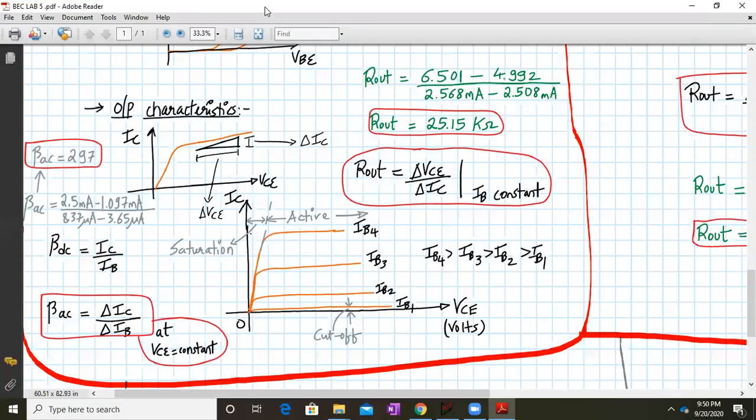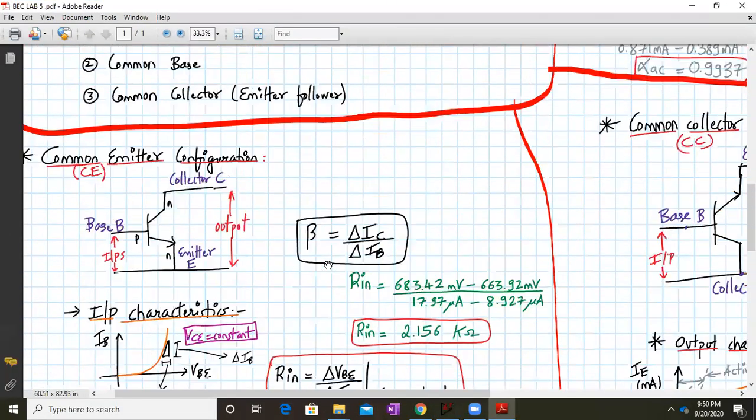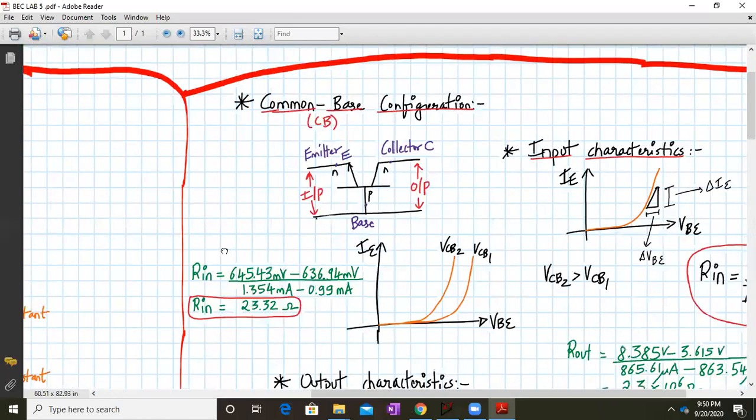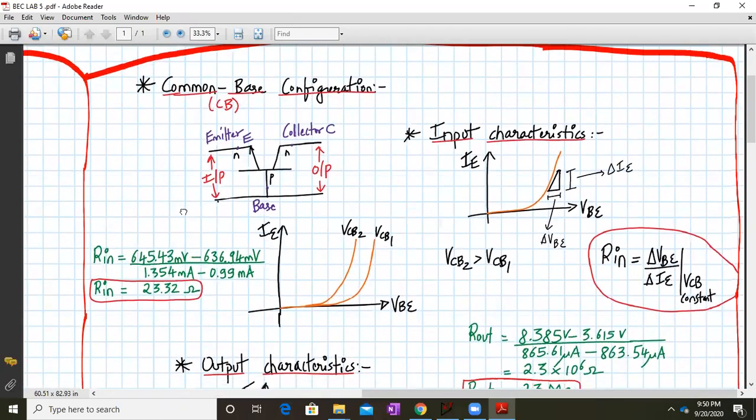Now let us go to the OneNote PDF. Okay, now we go to the common base configuration. For a common base configuration, my base terminal is common between the input and the output. So your input consists of the emitter and base, and the output side consists of the collector and base.